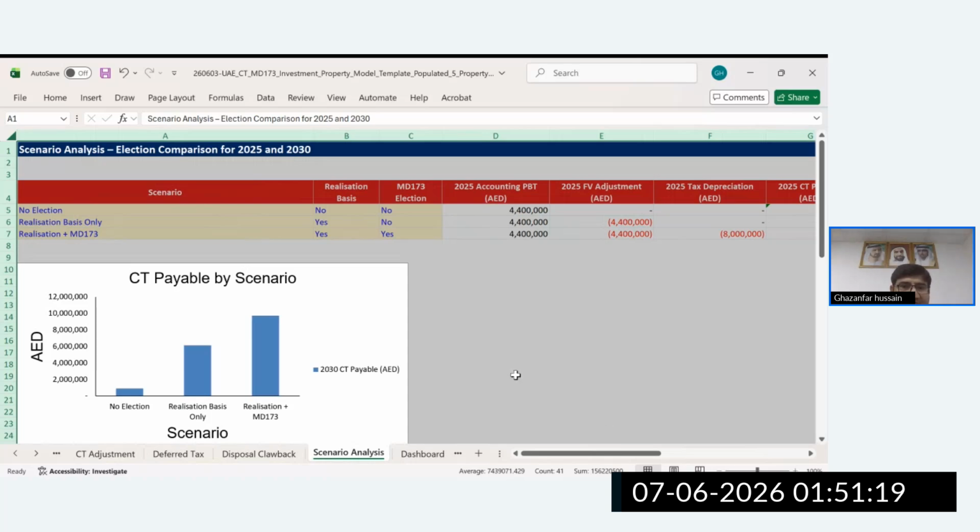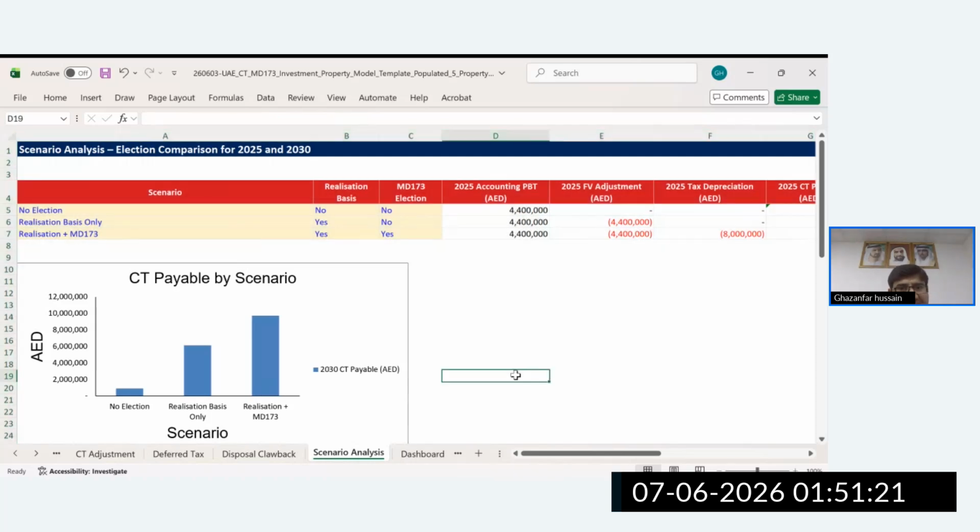The scenario-based analysis: no election, realization basis. So these are the three. First, they said, okay, no election is made, no realization. Okay, what is the impact? No realization, no Ministerial Decision 173. Accounting profit before tax is the same. We will pay the tax on that. Now realization basis is opted, but no Ministerial Decision 173.